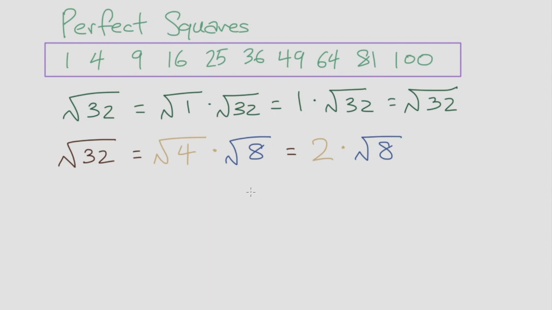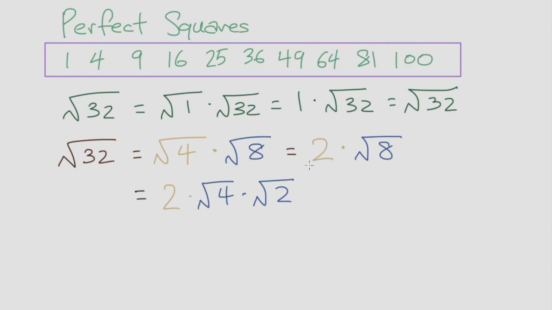But that 8 actually has a factor that's a perfect square in it too. Can you figure out what that is? If you look through the list of perfect squares, obviously 1 is a factor, but we've established that 1's kind of useless at this point. But we still have 2 times root 8, which can be turned into root 4 times root 2.